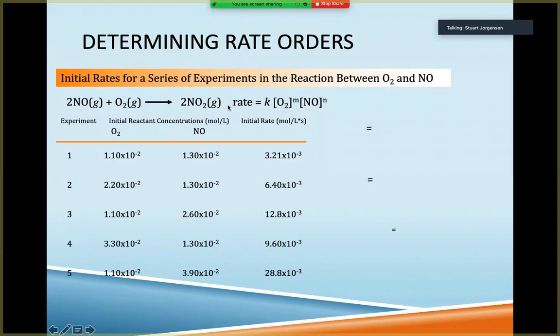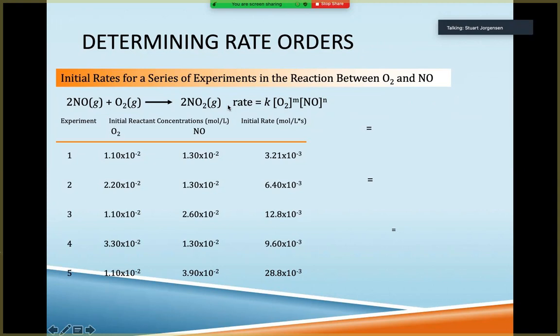So we actually know some numbers. We know that the rate for our first trial here, 3.21 times 10 to the negative third, is going to equal some constant K times the concentration of our oxygen, which we knew, right? We measured that. We knew how much we put in at the beginning. It was 1.10 times 10 to the negative third, raised to some power. We're going to just call it M. We don't know what it is. And then we had our concentration of our nitrogen monoxide, times 1.30 times 10 to the negative second. Oh, they're both negative second. Sorry, guys. Raised to some nth.